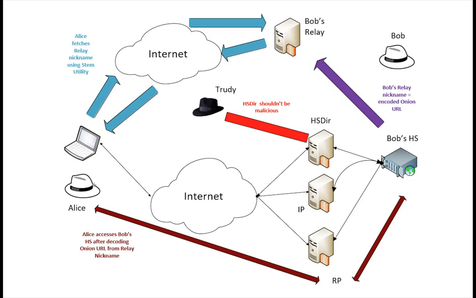Alice is basically using Tor control, the stem utility which is in Python, to get Bob's relay's nickname, and then the relay nickname is the encoded onion URL. So once Alice has the encoded onion URL, it's going to decode it to get the actual URL and access the hidden service. So this was what my experiment and system model was based on. Basically, obscure communication between Alice and Bob.